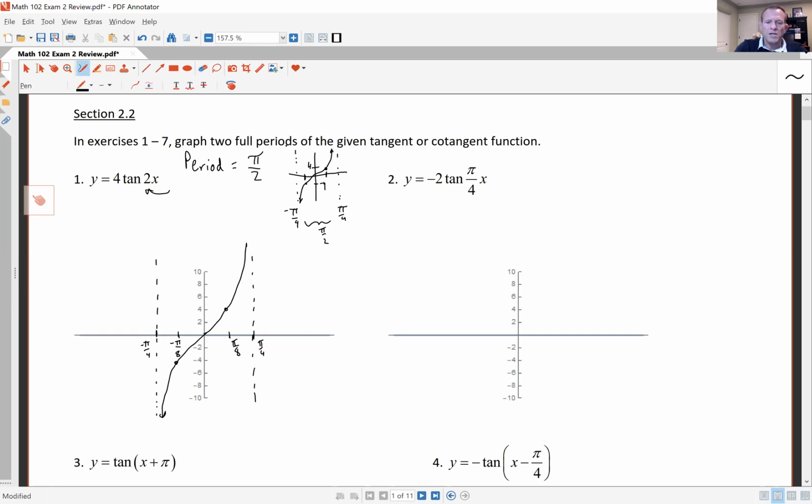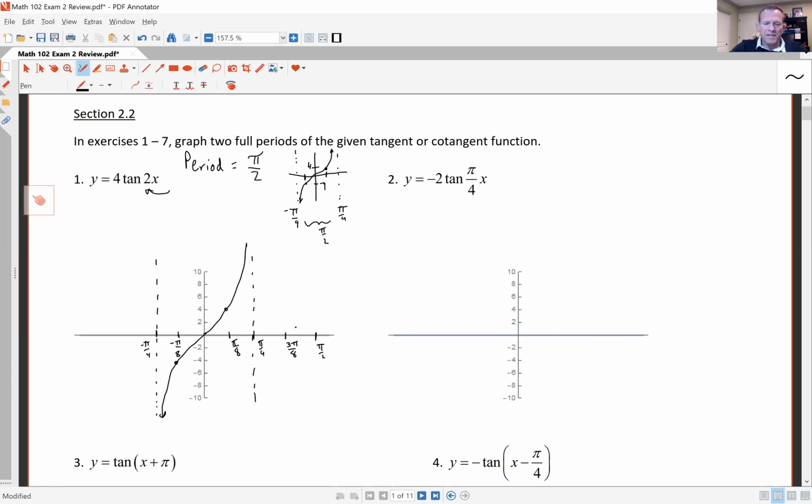All right, we need 2 full periods for this graph. So we're going to extend the graph to the right and to the left of this. So my tick marks are going by pi over 8s. So here's one of my pi over 8s, 2 of them, and 3 of them, and 4 of them. 4 pi over 8s is pi over 2. 1 pi over 8, 2 pi over 8, and 3 pi over 8.